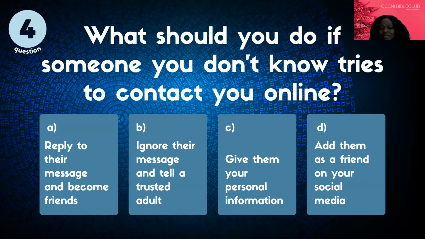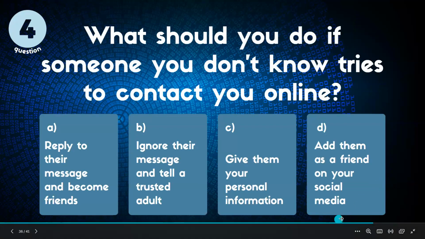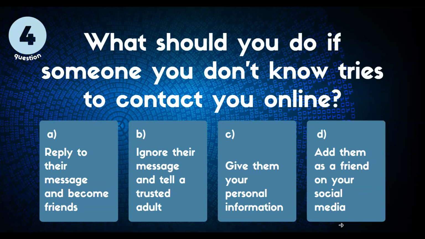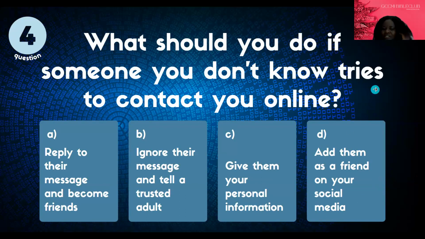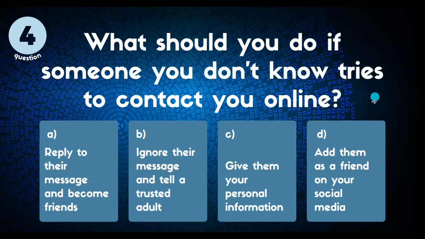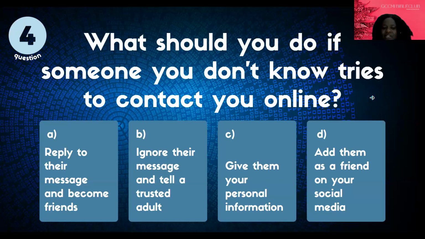C, give your personal information to them straight away. And then D, add them as friends on social media. So what's the correct answer? The correct answer is B. Ignore their message and tell a trusted adult. That is for our children, and if it's us, then we can ignore their message, report or block them, someone we don't know who is contacting us.